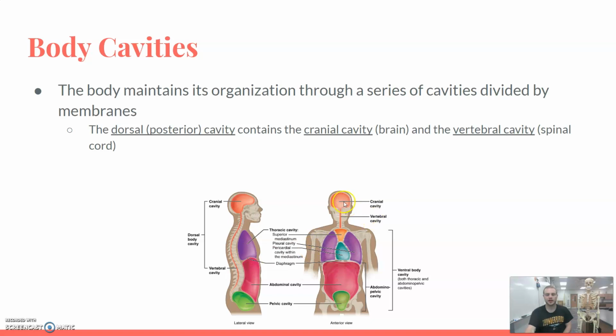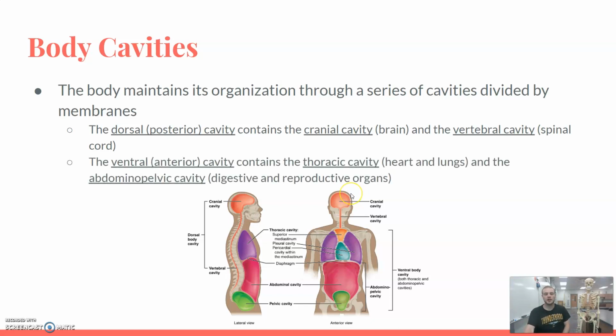And you can see it on the right-hand picture here as well, the cranial cavity. This is a forward-facing one, so if we're looking at Bart here, cranial cavity sitting up here. In fact, he has a skull cap that I could remove to reveal that cranial cavity. That's going to house the brain, and then along on the back side is the vertebral cavity.